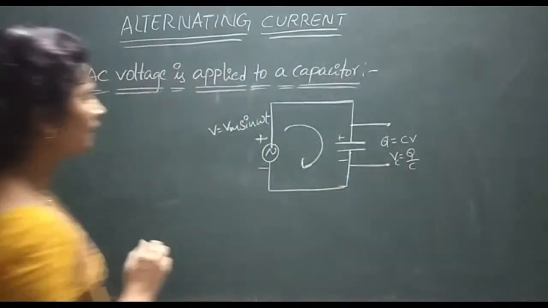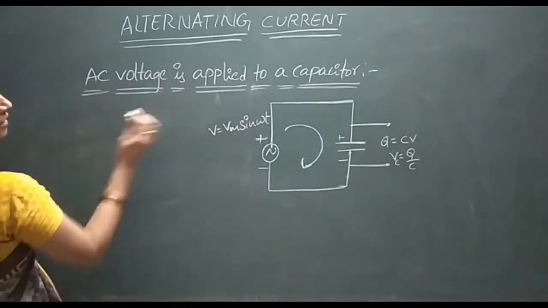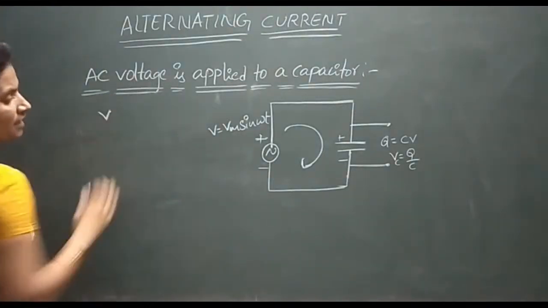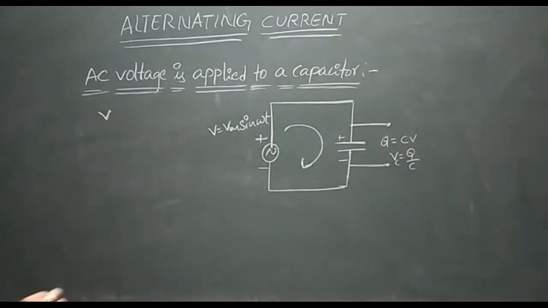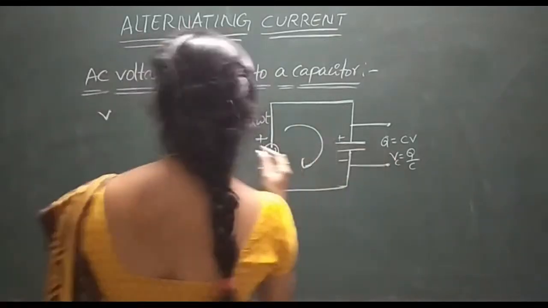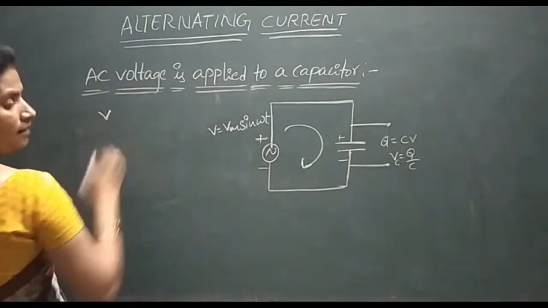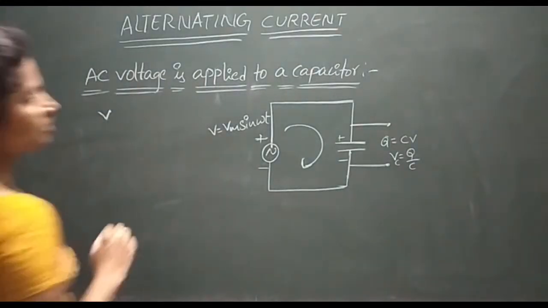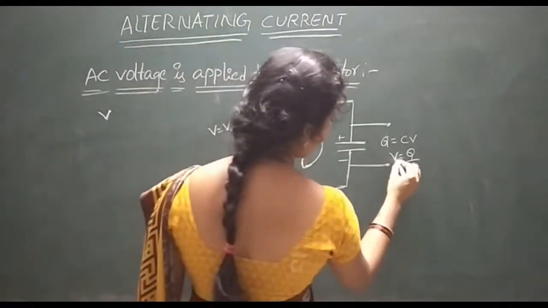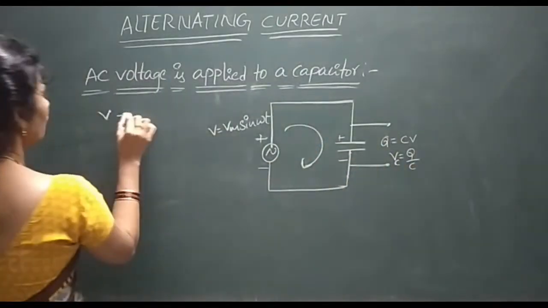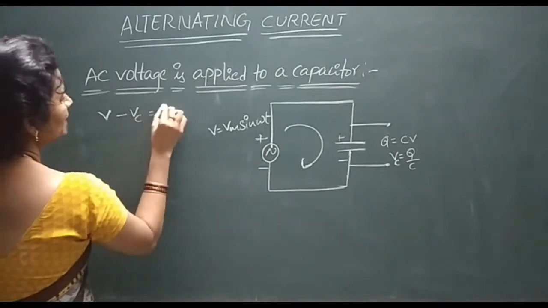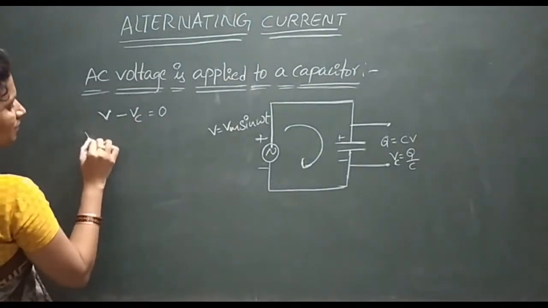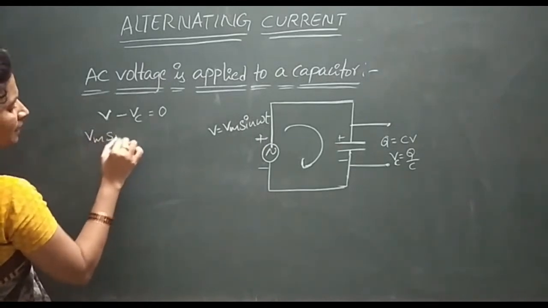So from this equation, V is nothing but the AC voltage. Here the potential drop across the capacitor is VC. So V minus VC is equal to 0. From this, what is V? V is nothing but Vm sin omega t.